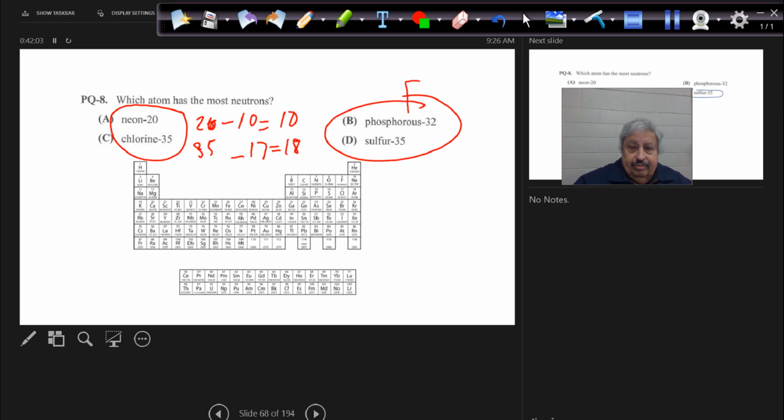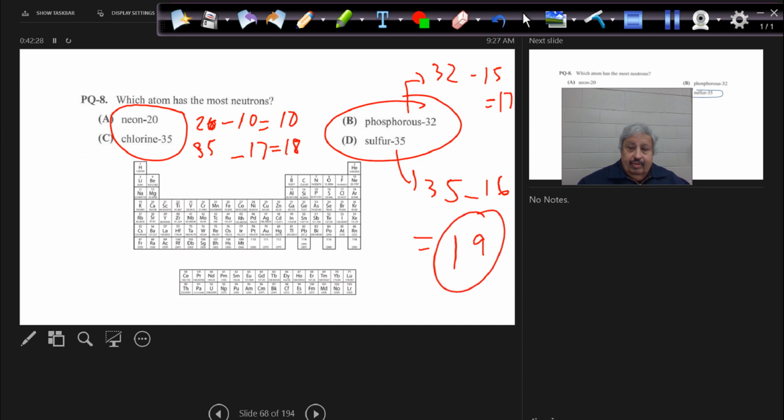This is 32 minus 15. This is 17, correct? 17. And this is 35. Sulfur is 16. Equal to 15 is 19. So which one? Yeah, so sulfur will be at the highest.